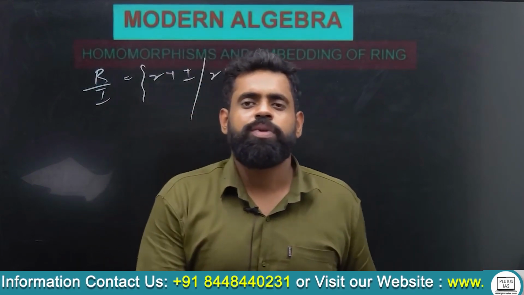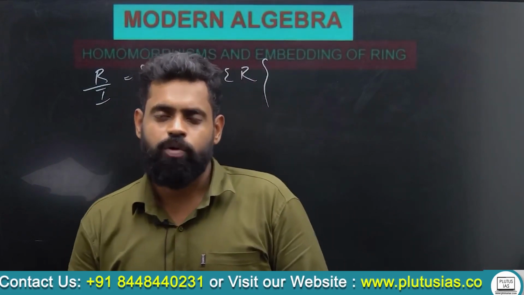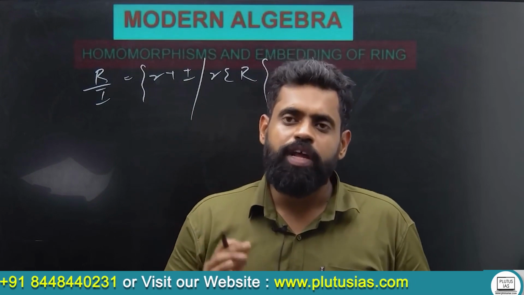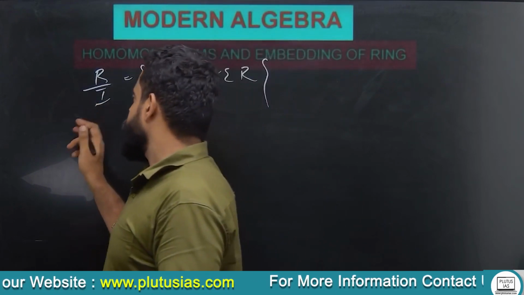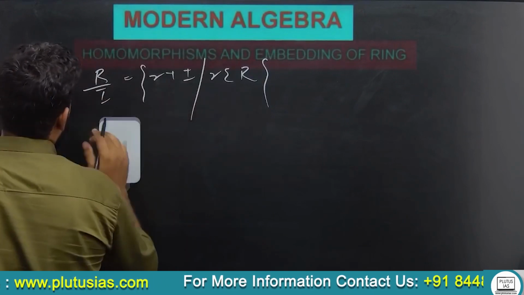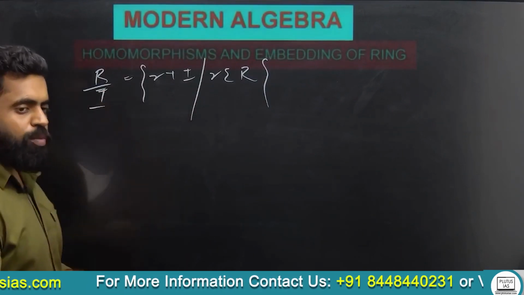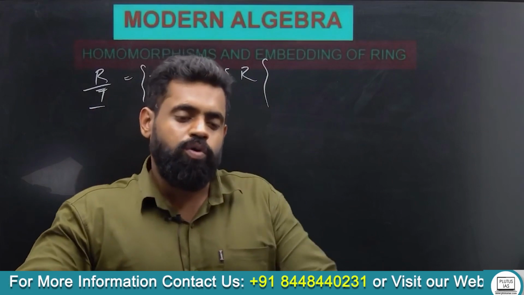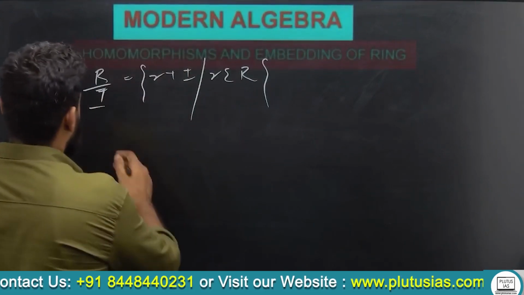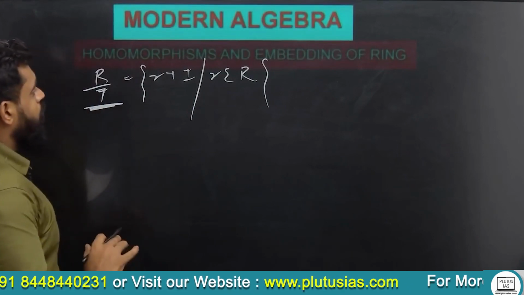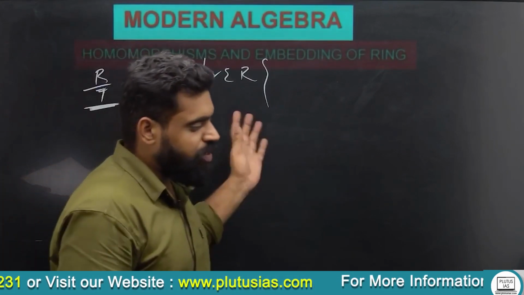And you don't ask me whether this is a right coset or a left coset, because a quotient group is formed if and only if I is a normal subgroup. And by the definition, a normal subgroup is a subgroup whose right and left cosets are equal. So now I claim that this is a group.